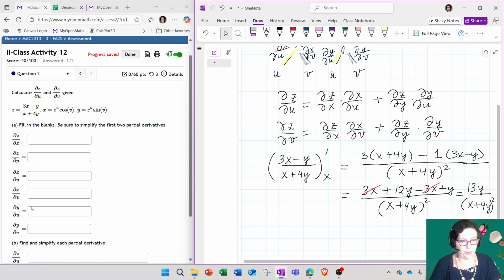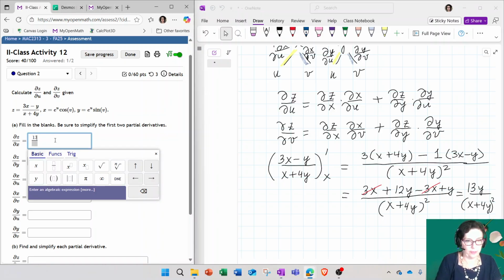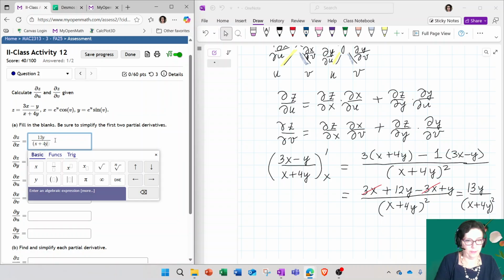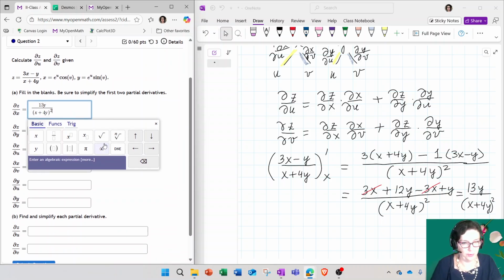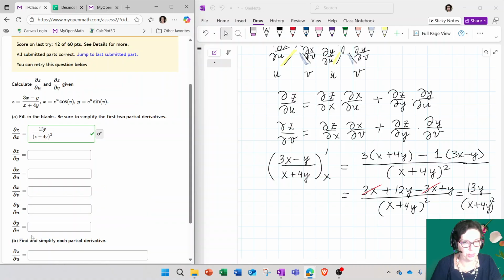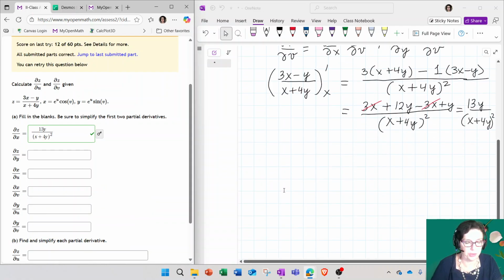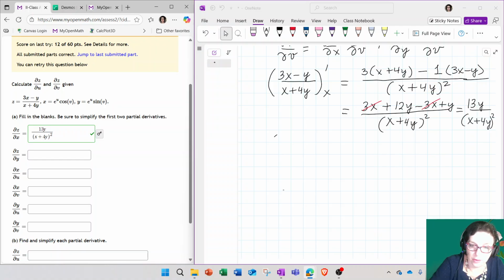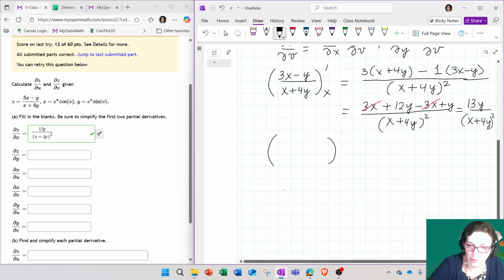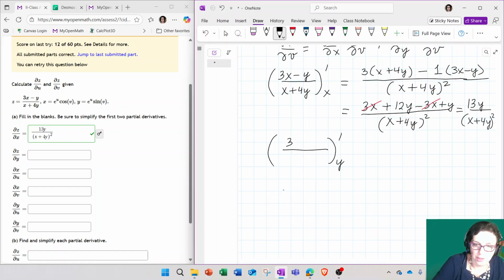Okay, so this is a very long problem, which does not make me feel very good, but I'm going to submit this just to make sure. Okay, so this part's correct, because I mess up somewhere and then you're like, oh my god, I have to redo the whole thing. Okay, so here we're going to have 3x minus y divided by x plus 4y, and this time with respect to y.